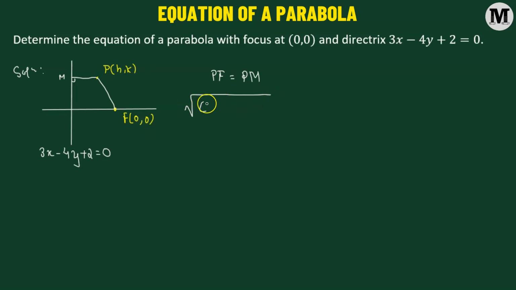Underneath the square root, we first take the difference of the x coordinates, so that's h minus 0. We square it and add it to the square of the difference of the y coordinates, so we have k minus 0 whole squared. This will be equal to PM.